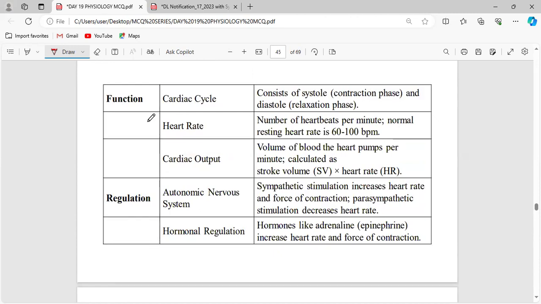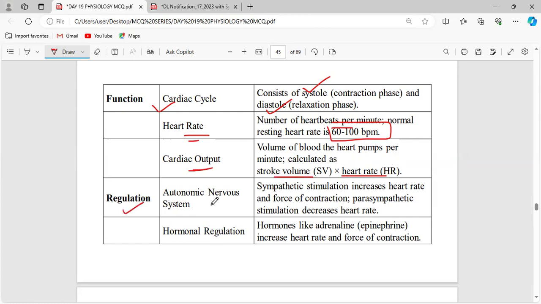Now, what is the function of the heart? The cardiac cycle: we know that there are contraction and relaxation phases. Technically, we call them systole and diastole. Heart rate is the number of heartbeats per minute, and the normal heart rate is 60 to 100 BPM. And how can we calculate cardiac output, the volume of blood? It is stroke volume times heart rate.